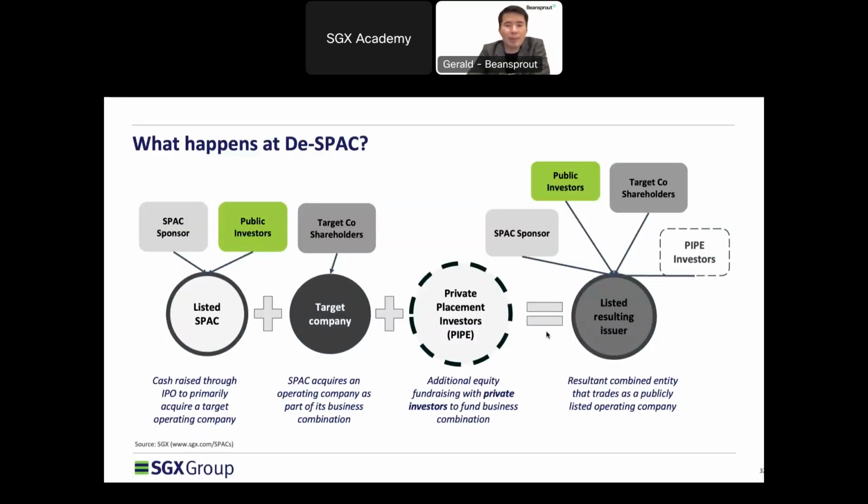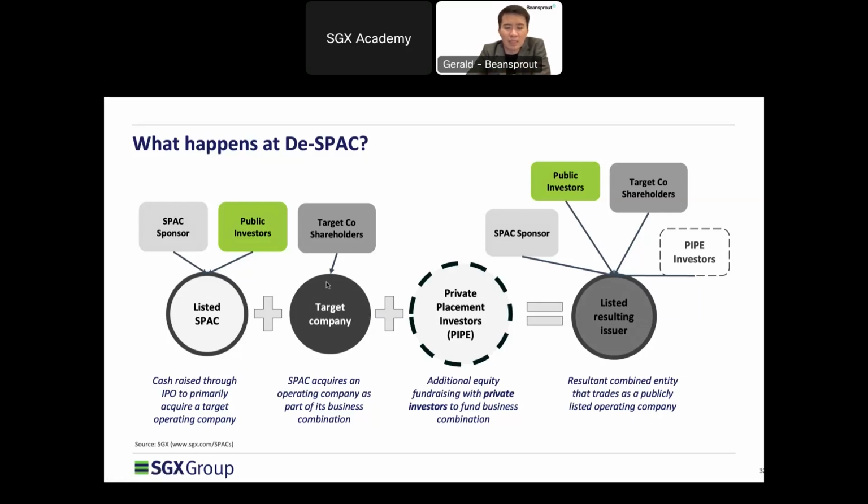Okay, so what happens at the point of the de-SPAC? Okay, so first and foremost, you have the listed SPAC. Okay, so this will effectively have different shareholders, including the SPAC sponsor as well as the public investors. Okay, so what we see now would be the SPAC shares, and the cash that's raised so far is to target a company to be able to acquire. Once a target company has been identified, effectively what will happen is this de-SPAC process starts to take place.